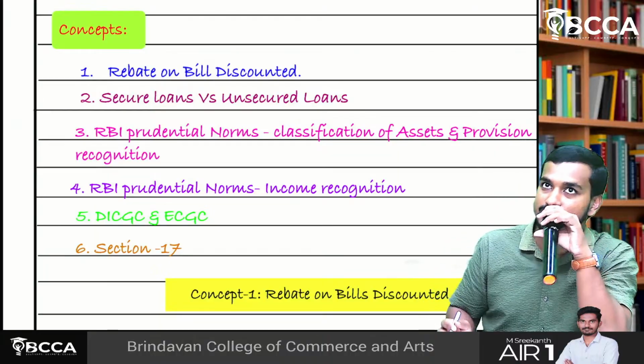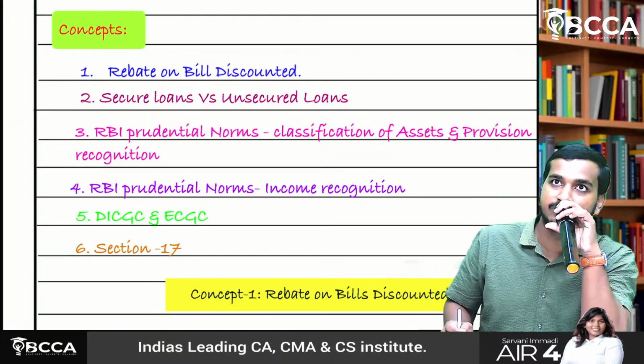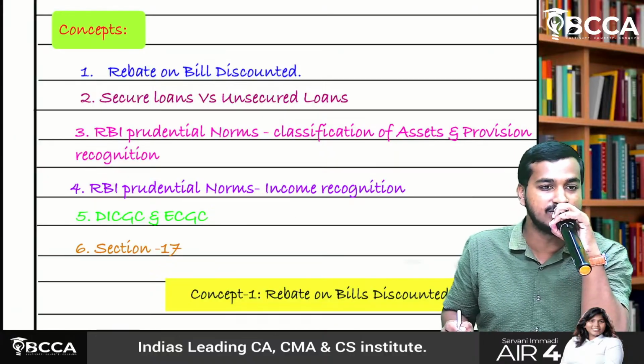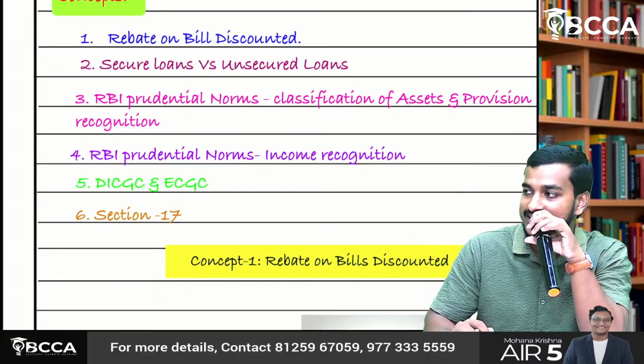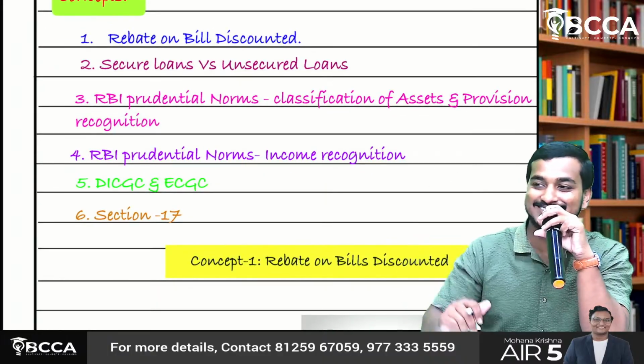Concept number 4, RBI prudential norms, income recognition. Concept number 5, DICGC and ECGC.